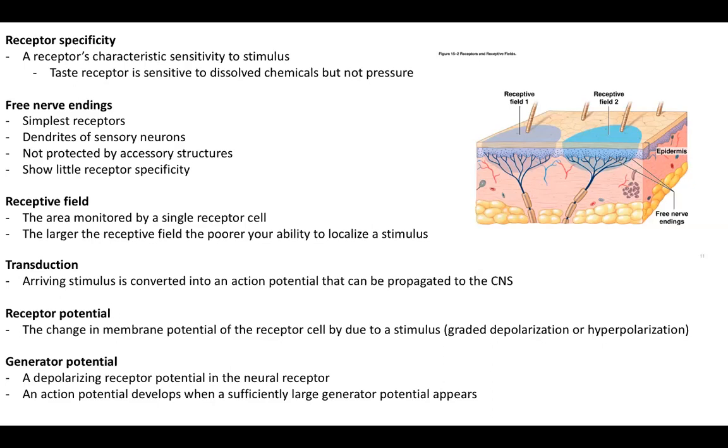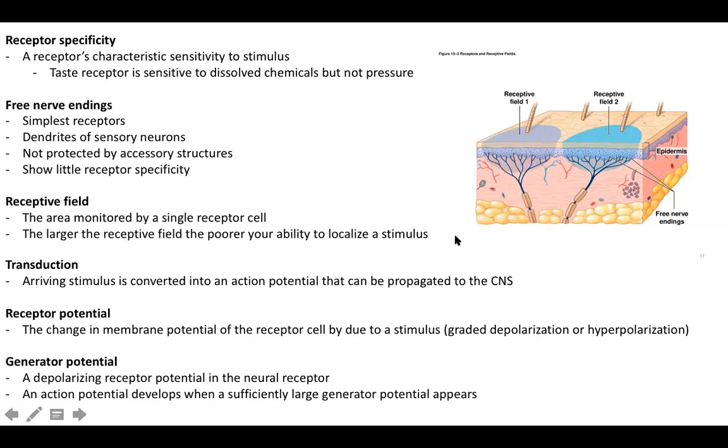Okay. And then we have free nerve endings. We'll talk about free nerve endings a little bit too, but in here it's referring to the receptive field. The receptive field is the area monitored by a single receptor cell. So with the free nerve endings here, you can see one receptive field here and another one here. Those are dendrite extensions that are sensitive to a specific area.